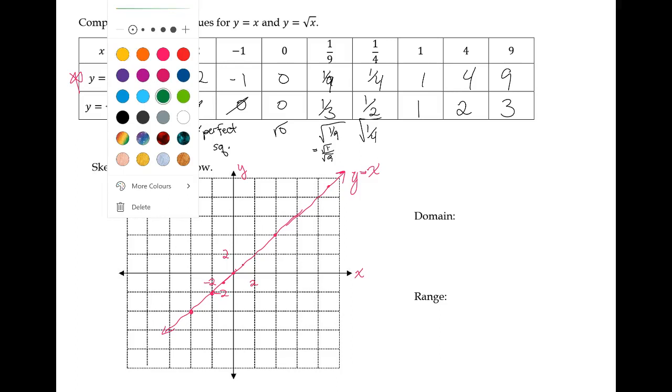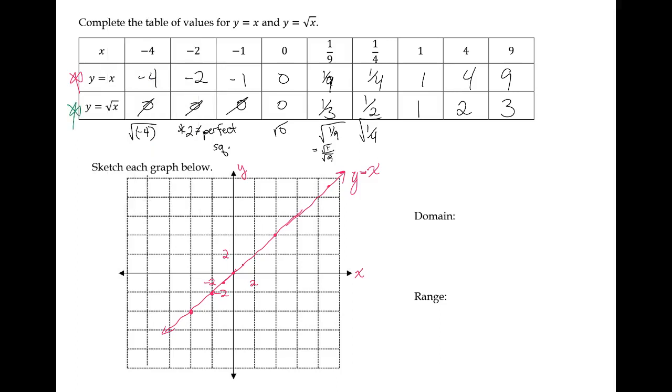Just to give me a different color to work with. If we do this one, I can only start at 0 and 0 and go up from there. So I've got a ninth and a third, a quarter and a half, and then I've got 1 and 1 again, and I've got 4 and 2, and 9 and 3.